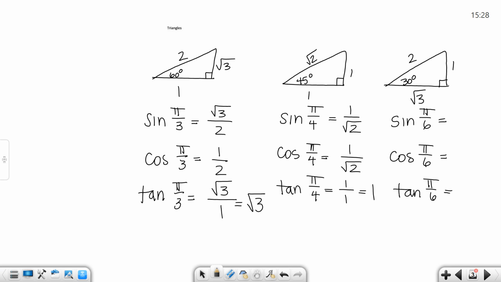The sine of pi over 6 is opposite over hypotenuse. The cosine of pi over 6 is adjacent over hypotenuse, and the tangent is opposite over adjacent.